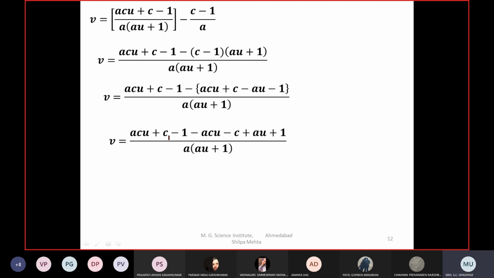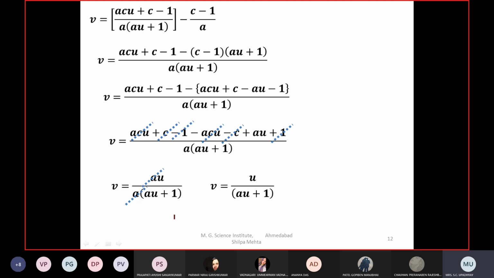Here ACU plus and this is negative ACU, so it will cancel out. Similarly, plus C and minus C cancel out. Similarly, minus 1 and plus 1 cancel out. So we are left with this equation: V equal to AU upon A bracket AU plus 1. A and A is also cancelled out. So the last equation is like this: V equal to U upon AU plus 1.